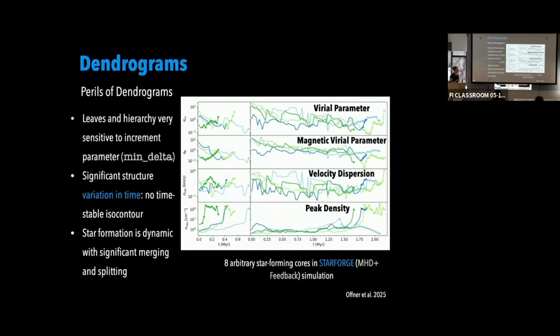So when you do this, you get a bit better time stable information, right? You can see there's some trends with time for these 8 random star forming cores, but you still see that there's a variety of different peaks that are happening, particularly in the prestellar phase. All right, so this is sort of depressing.